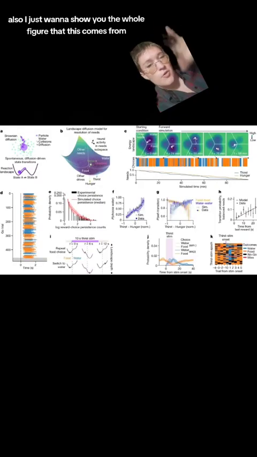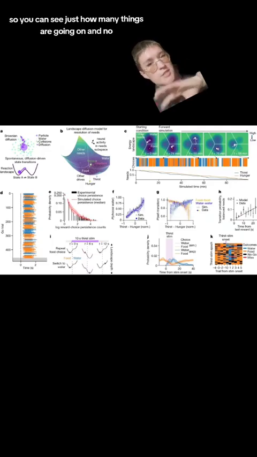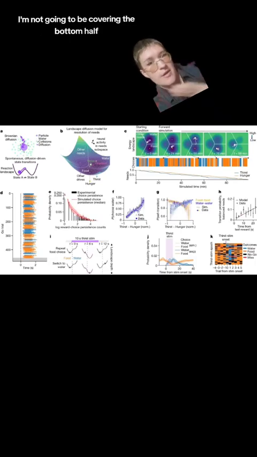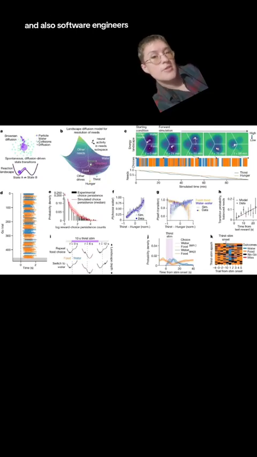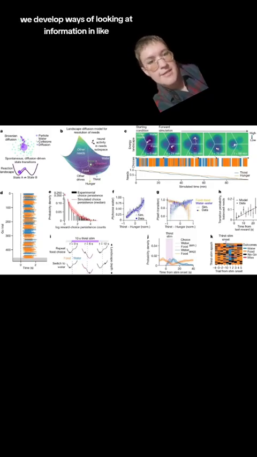Also, I just want to show you the whole figure that this comes from so you can see just how many things are going on, and no, I'm not going to be covering the bottom half. Most people struggle to take in this amount of information at once, but scientists and also software engineers, when we look at code, we develop ways of looking at information in a certain pattern so that we can get the context of what's happening. So it's a practiced skill.